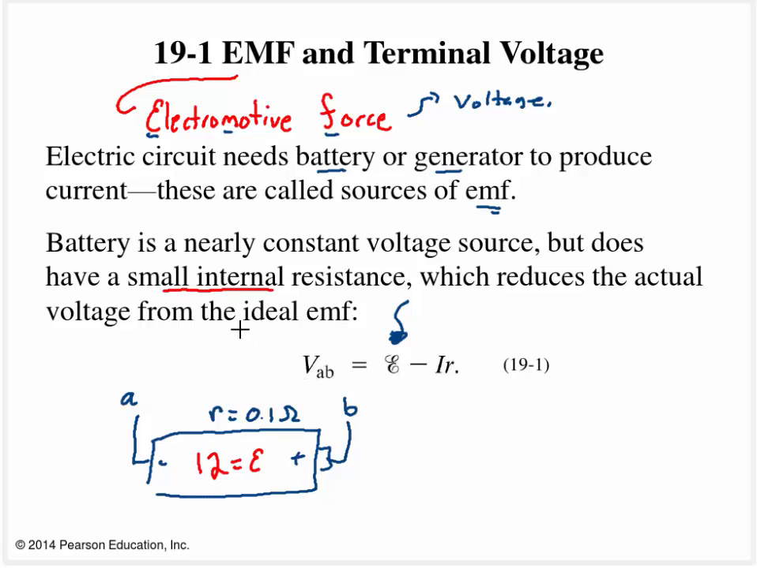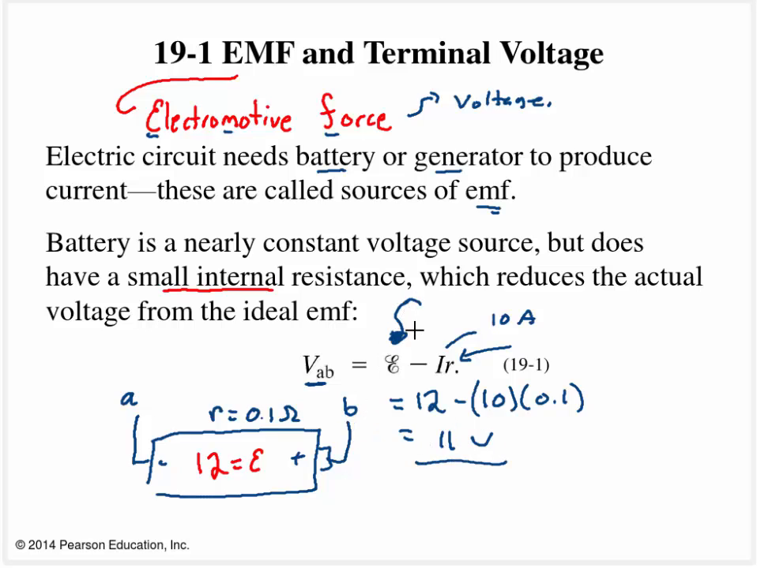Now I can measure my terminal voltage, V_AB, which is going to be the EMF of this perfect battery, 12 volts, minus the current flowing through the circuit. Let's say I have 10 amps for the sake of argument. 10 amps multiplied by the internal resistance, which is typically given a small r compared to a big R, of 0.1. So my terminal voltage is going to be 11 volts rather than the 12 volts, which is the EMF of the battery.